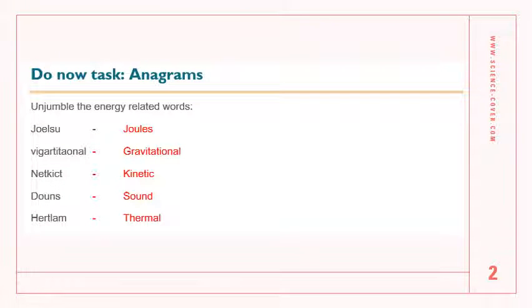Let's check our answers to the Do Now task. The first answer was joules. The second answer was gravitational. Third was kinetic. Fourth was sound, and the fifth was thermal.